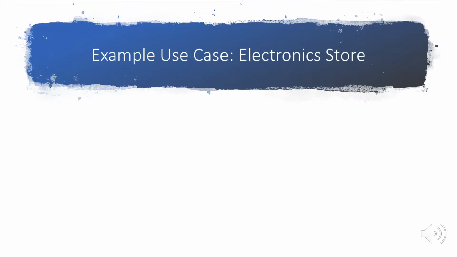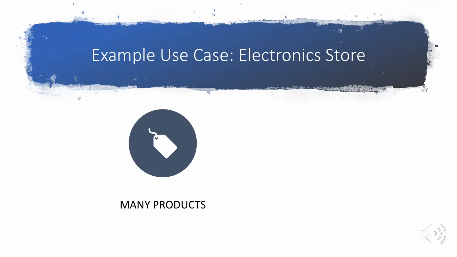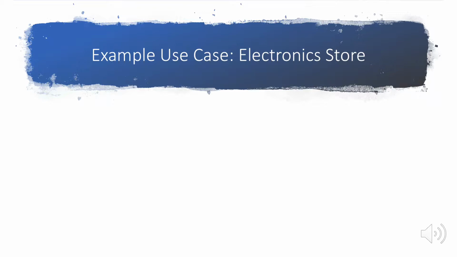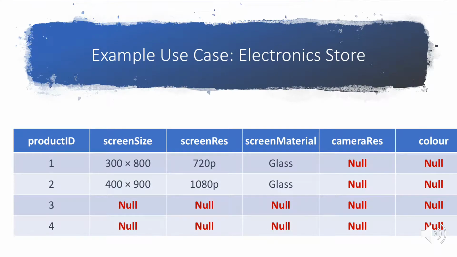To demonstrate the usefulness of JSON columns in MySQL, we consider an electronics store. The store sells many different products, each with many different attributes. To store the products in their database, the company could have one product table with every possible attribute as a column. However, this would generate many null values.